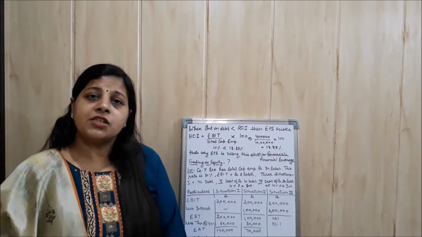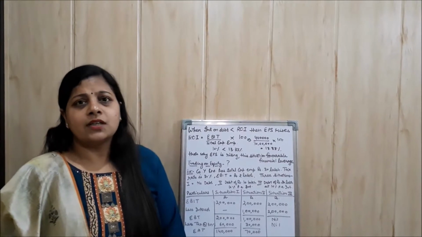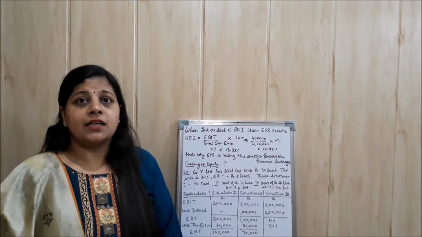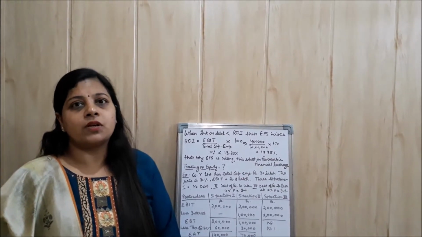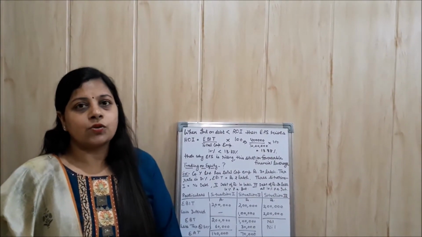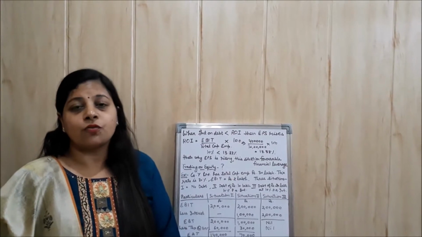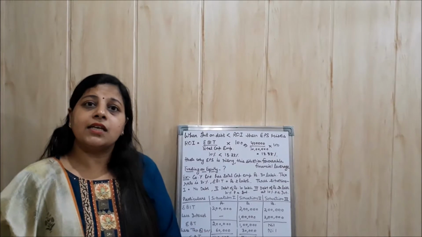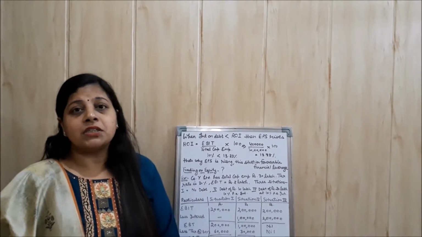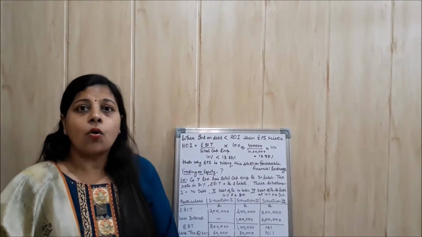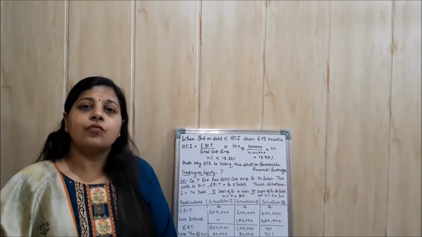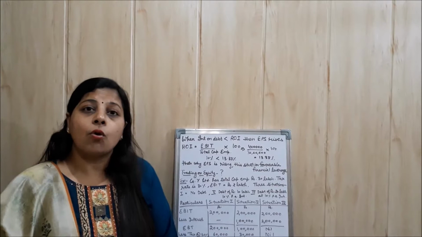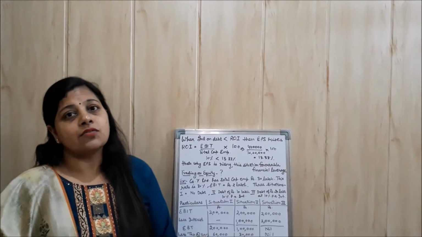Yesterday, I finished my lecture with a question: why, with the use of debt with equity, does the income of equity shareholders increase? So today I am going to give you the answer. Students, with the use of debt with equity, income of equity shareholders increases only in that situation when the rate of interest on debt is lower than return on investment.